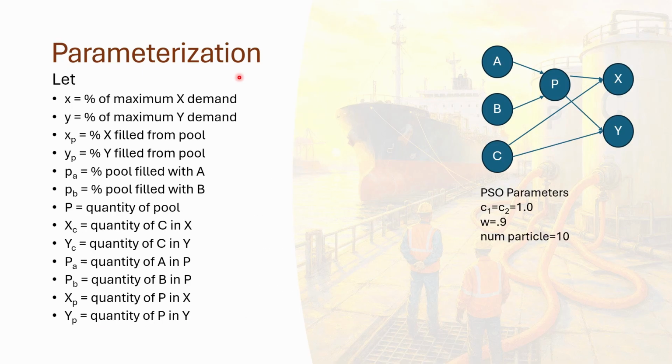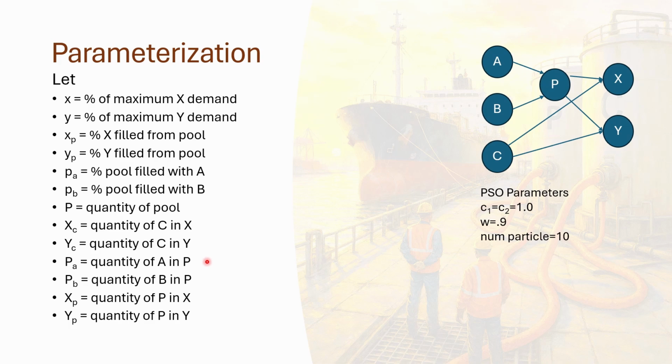Let's parameterize this problem. So we're going to have a little x equal to the percent of the maximum x demand. Same goes for the y percent. We have little xp equal to the percent of x filled from pool. Same for y. We have little pa, percent of pool filled from A. Same goes for b. And now we're talking about quantity. So we have P, the quantity of the pool. These are all capitals now. And XC, the quantity of C in X, the quantity of C in Y.